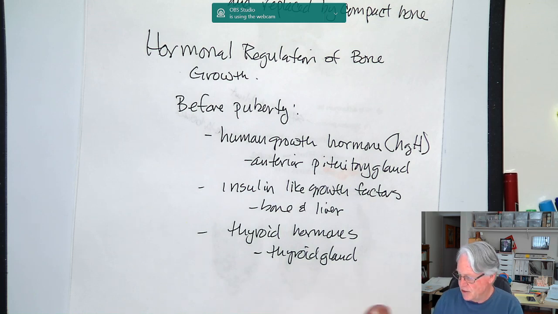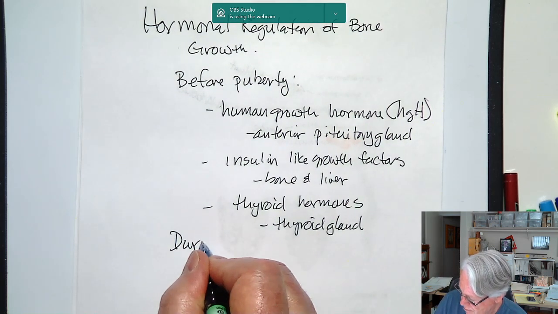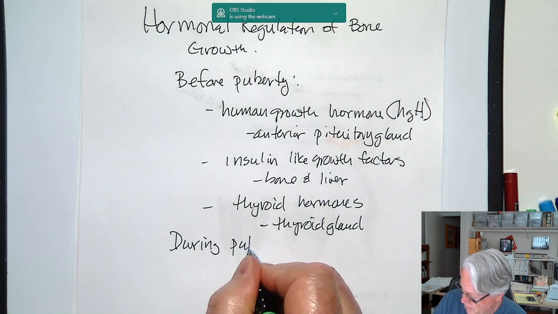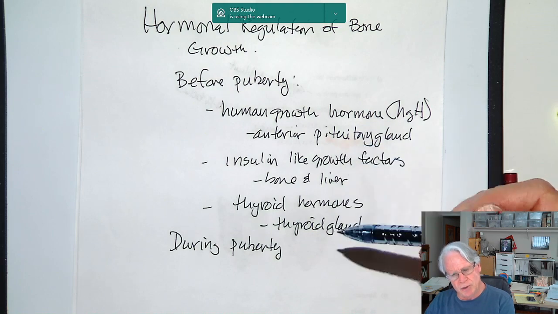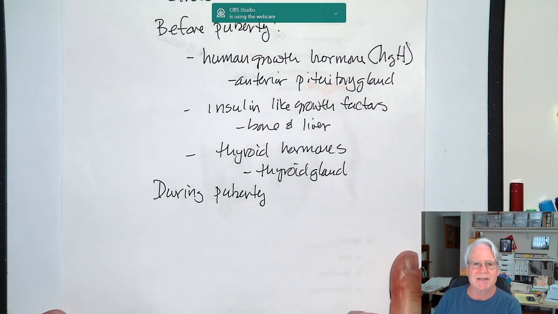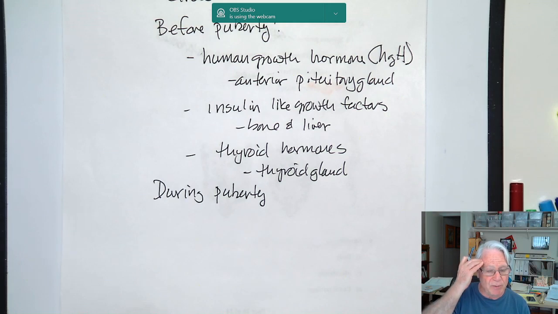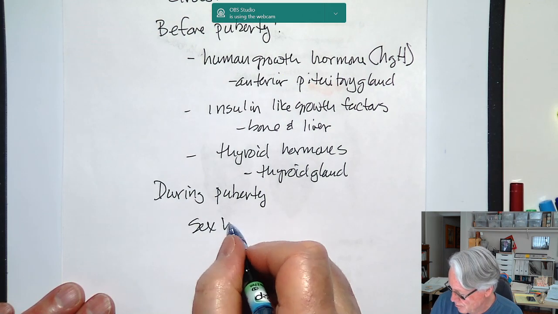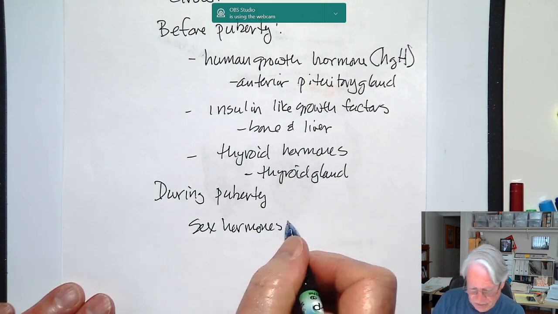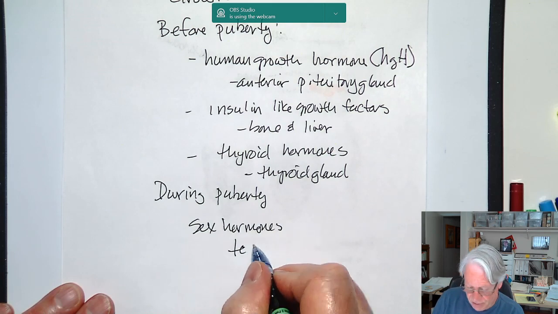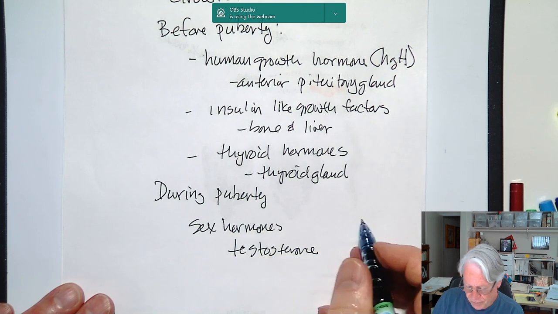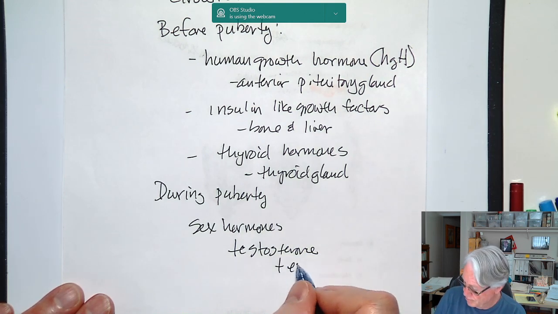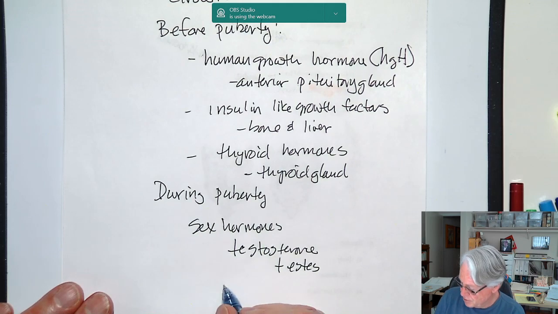Okay. During puberty, it's not that these hormones are no longer playing a role, but we're going to start creating now differences between men and women in terms of the bone structure. And that's going to be the sex hormones. And for the male, that would be testosterone, which is coming from the testes, and estrogens.